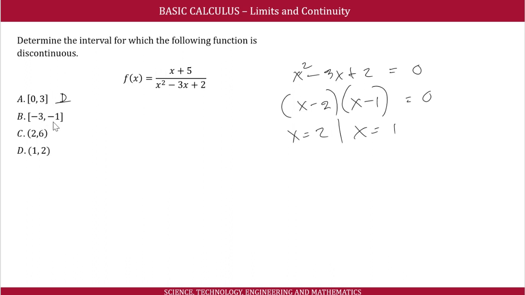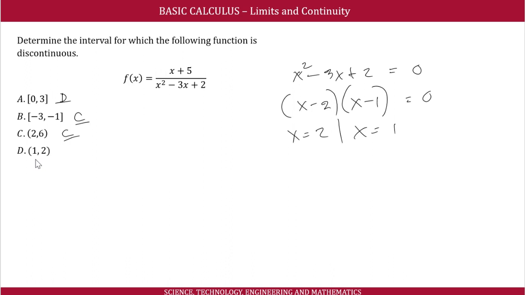Negative 3 and negative 1. So, all numbers between negative 3 and negative 1 inclusive. So, as you can see, 2 and 1 are not here. Therefore, this is continuous. 2 to 6. So, 2 is here but it is an open interval. An open interval meaning excluded. 2 is not included. So, numbers from 2.001 and up to 6, which is also excluded. So, it is also continuous. Okay?